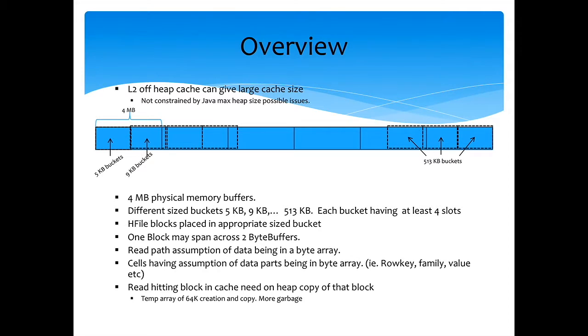We have to copy the entire 64 KB because at that layer there is nothing like a cell. It's only HFile blocks. We have to copy the entire thing, and then we have to create cells, and whatever cells belong to that particular row key, we have to return via the RPC. So there were a lot of these copies and temporary byte array creations, which was creating a lot of garbage in the system.